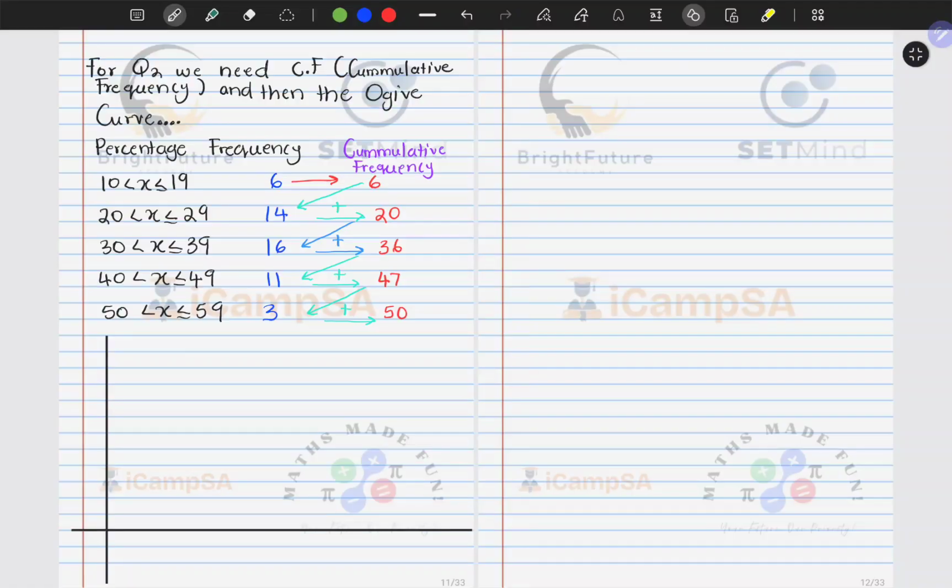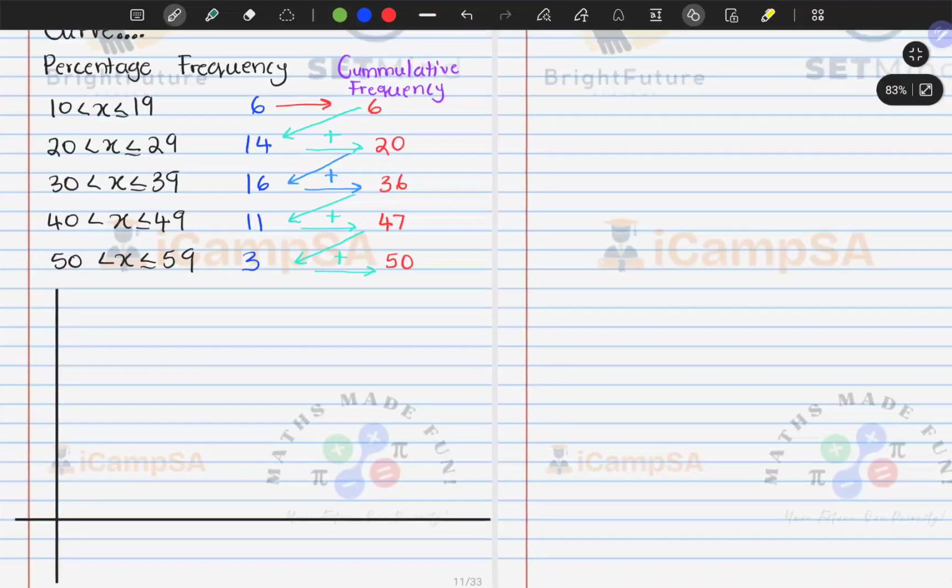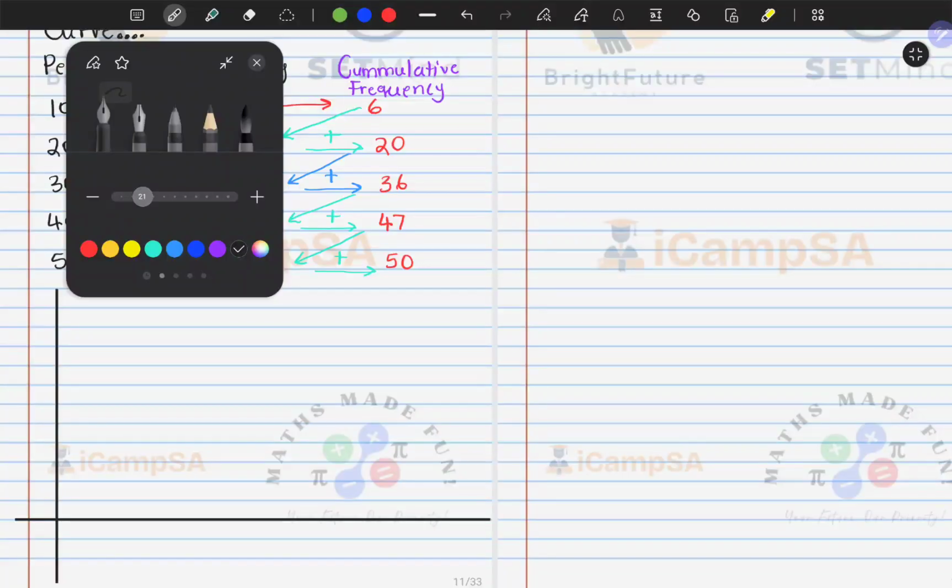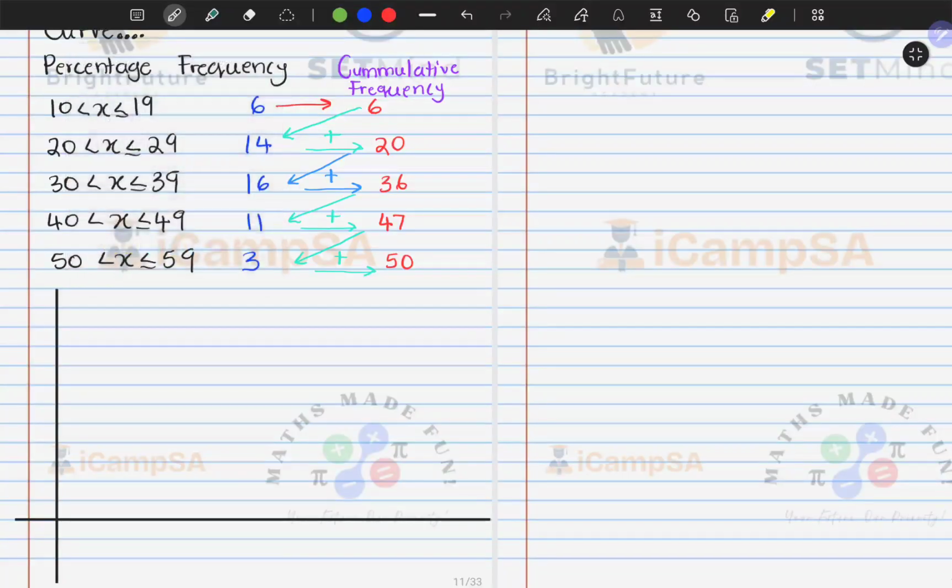Okay, so this is what we have, and what I'm going to do is the following. I'm going to have my classes. Remember, we said we use the upper bound, so that means I'm going to have 19 somewhere, then I'm going to have 29. We try that again. So I'm going to have 19, then 29, then 39, then 49, and then 59.